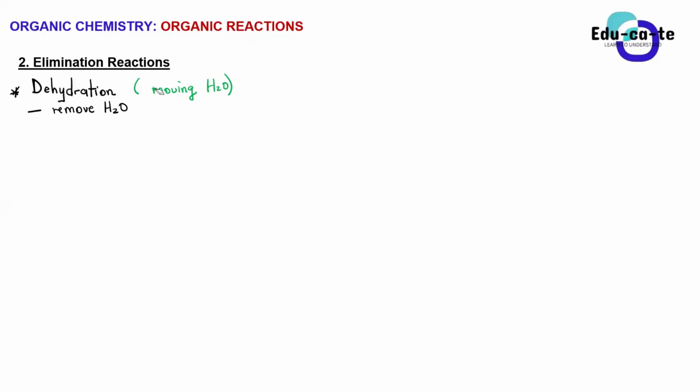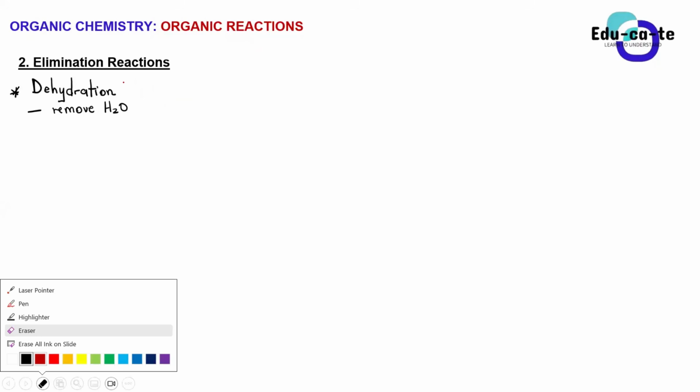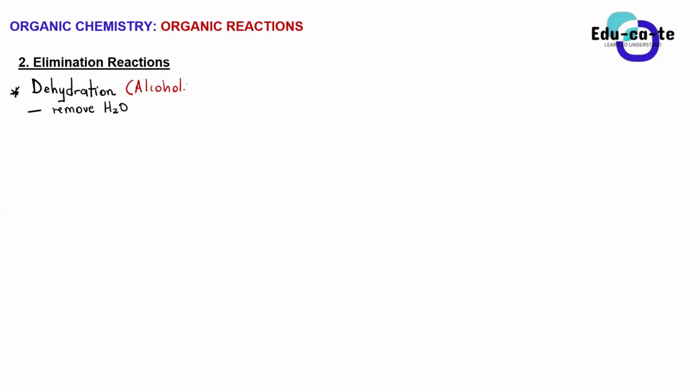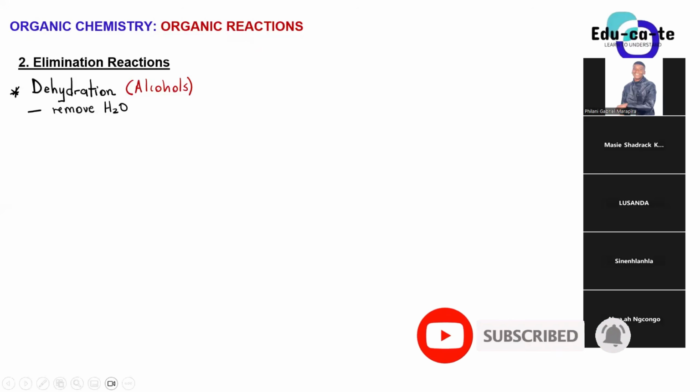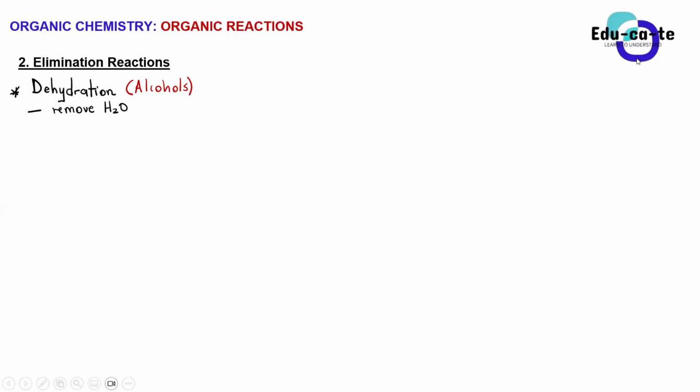And dehydration here actually happens on alcohols. So the dehydration elimination reaction happens on what? On alcohols. So alcohols undergo dehydration. Dehydration simply means that we are removing water. And then the reaction conditions that we need so that this reaction can take place, we need certain reaction conditions.